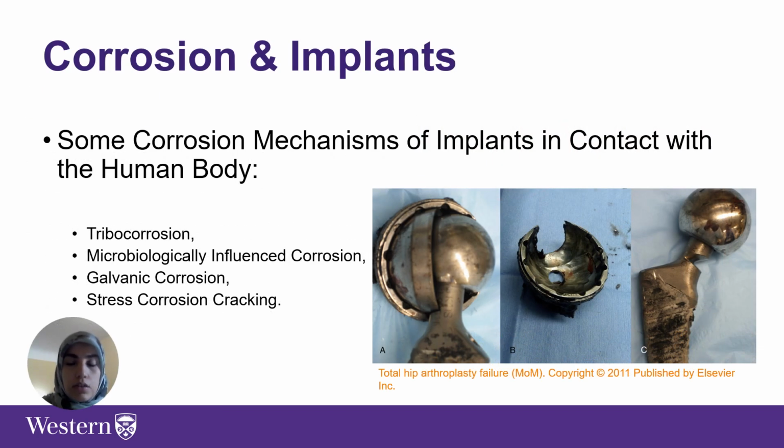Corrosion is the irreversible loss of materials in contact with the environment through chemical reaction. There are different mechanisms for the corrosion of implants exposed to bodily fluid, like tribocorrosion, microbiologically influenced corrosion, galvanic corrosion, and stress corrosion cracking. These are all caused by different factors, and experts can distinguish them and therefore prevent similar corrosion cases.